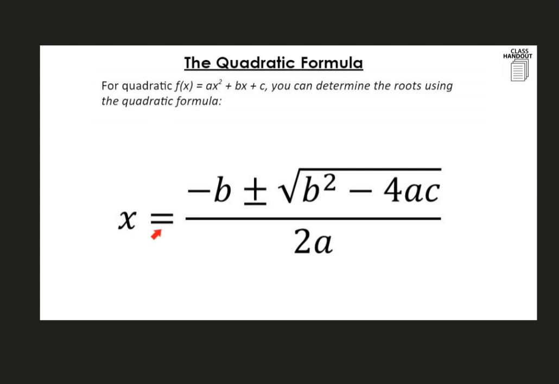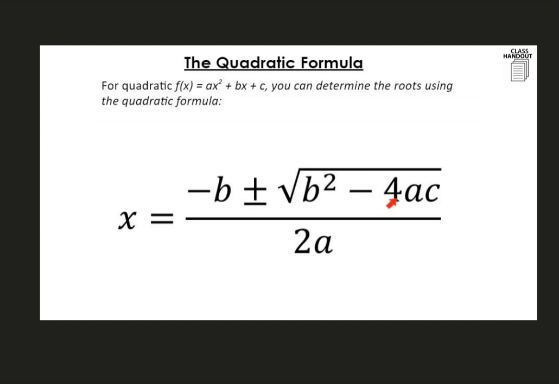The roots are going to be x equals negative b plus or minus the square root of b squared minus 4ac, all over 2a. If you look, the part underneath the radical is our discriminant. We know when our discriminant is positive, we end up with two distinct real solutions. Those solutions would be negative b plus or minus the square root of the discriminant over 2 times a.